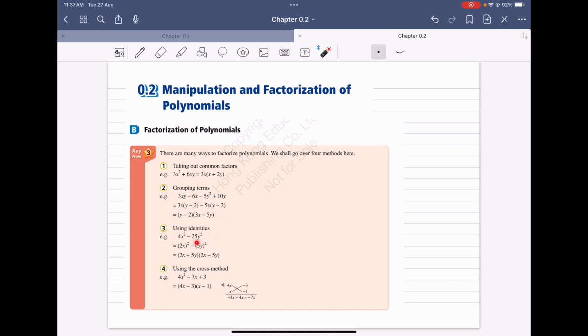And sometimes you have to use the identities we learned about: a squared minus b squared, okay? Or you can have a squared minus 2ab plus b squared, or a squared plus 2ab plus b squared. And you can use the cross method. So you think about how can we get 4x squared for these two terms, and then how to get the last term into those two terms, and then how do we combine it like this, use the cross method to have the terms in the middle.